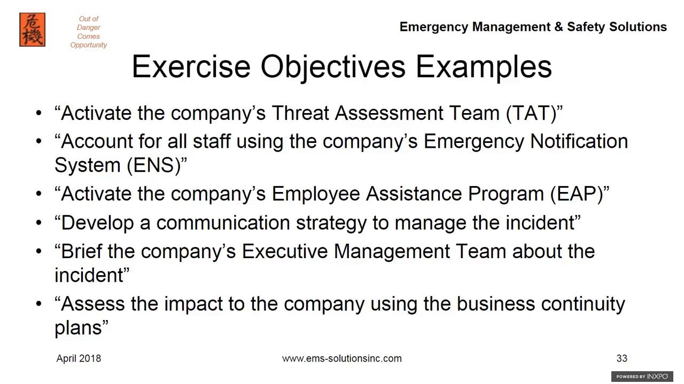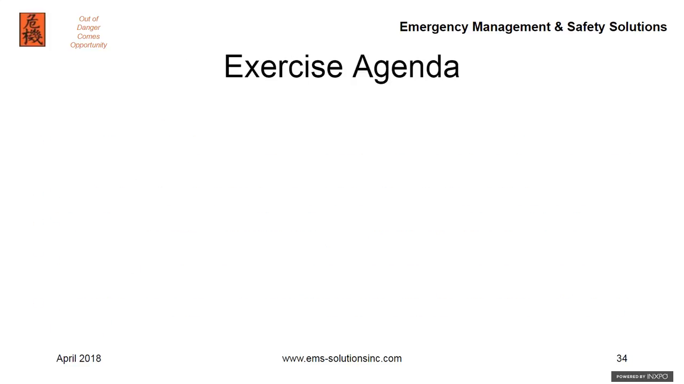It's super important. Developing a communication strategy to manage the incident. Brief the company executive team on the incident, and assess the impact to the company using the business continuity plans. All examples of objectives.